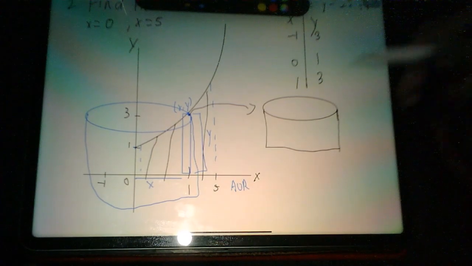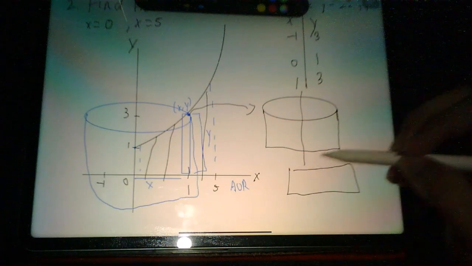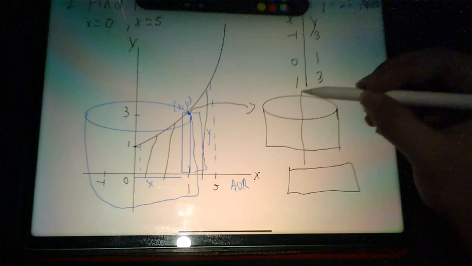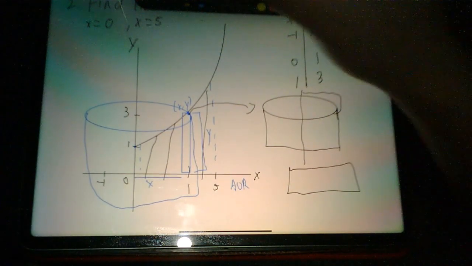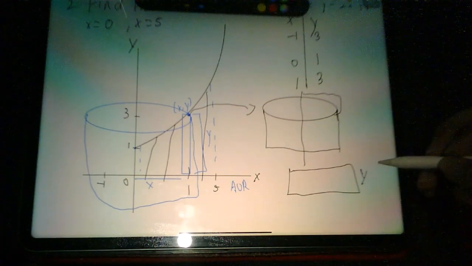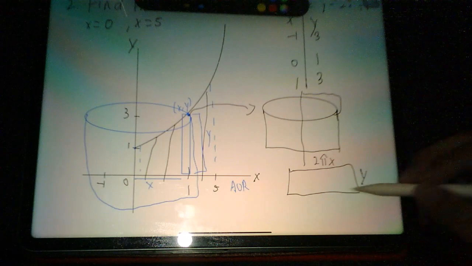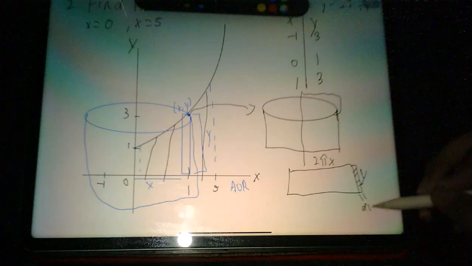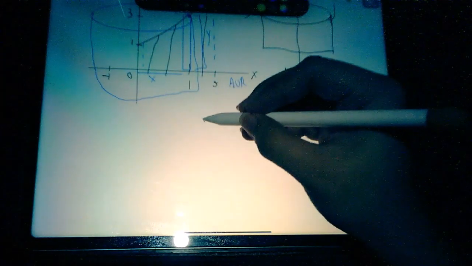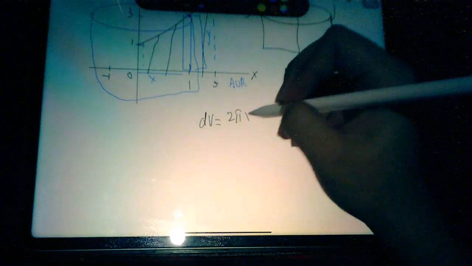So now we need to cut this off. So this will become this. So the height of this is just equal to this. So this is y, as shown in the illustration earlier. This is y, the height, and the radius of the cylinder is just equal to 2 pi x. And this is the vertical strip, and this is just equal to dx. So now our differential volume is just equal to 2 pi x y dx.